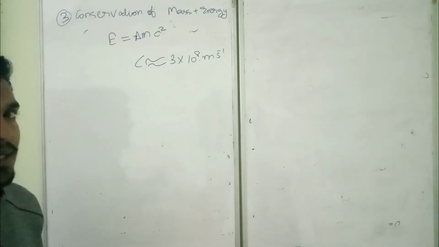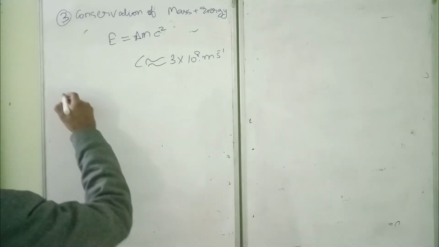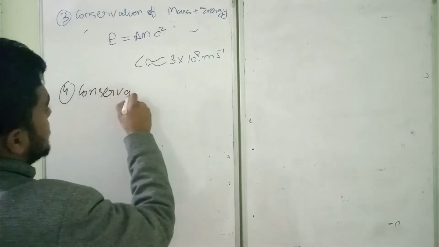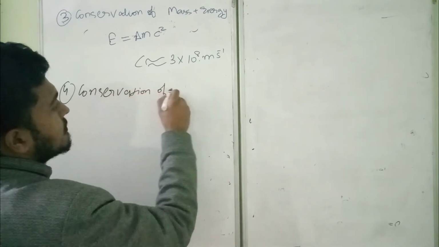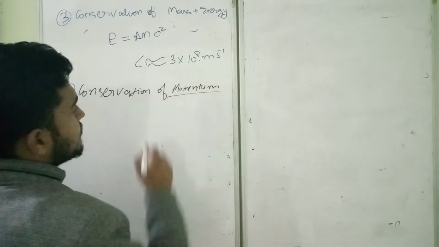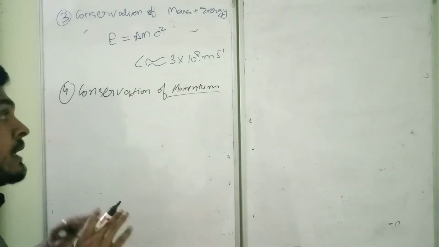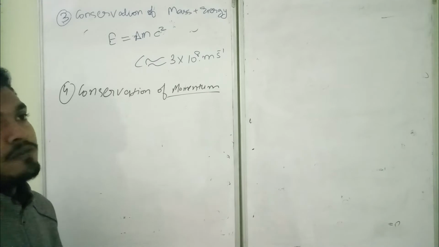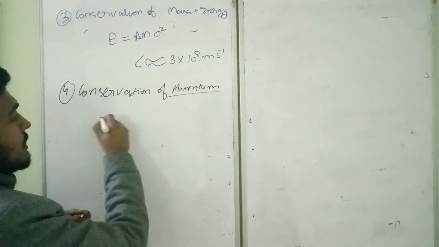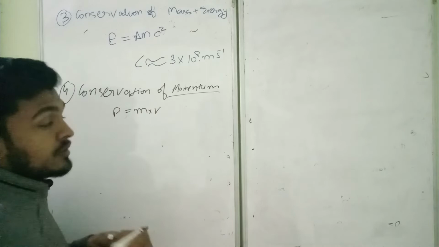That is why in our daily life we don't see it. Another law, the fourth law, is conservation of momentum. But before studying the law of conservation of momentum, you must know what momentum is. We denote it by P. We say that momentum is equal to mass times velocity.